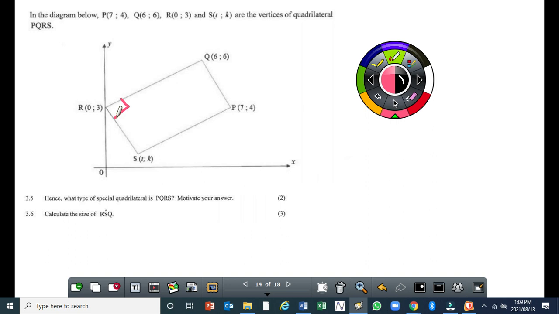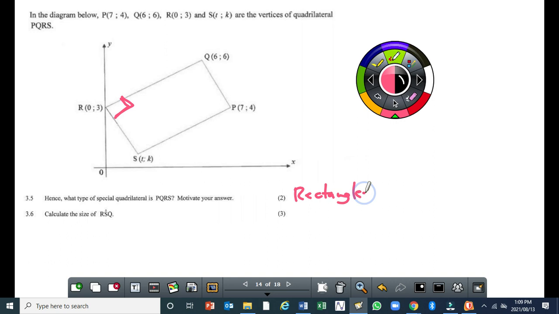It can be a palm, but that angle is 90 degrees, so it's not a palm. So it's either a square or a rectangle. All right? My suggestion here is that I would put rectangle. It's a rectangle.